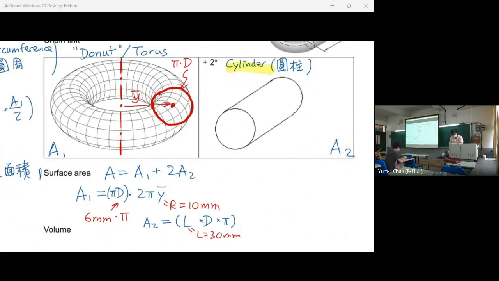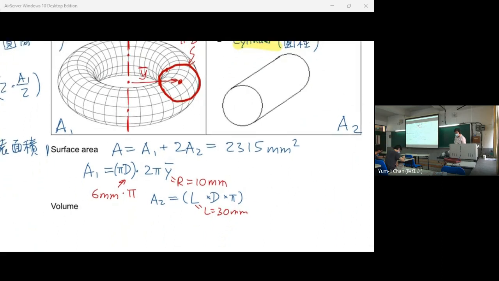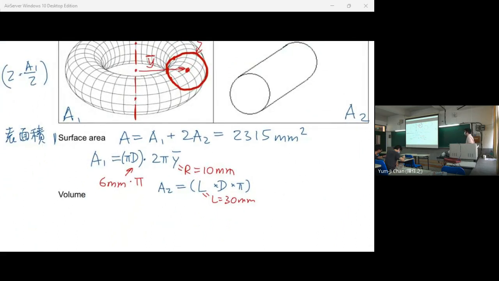So, and the result would be this one. This is how we get the surface area like this. The same thing can be done for volume, but take your time to write this part first.